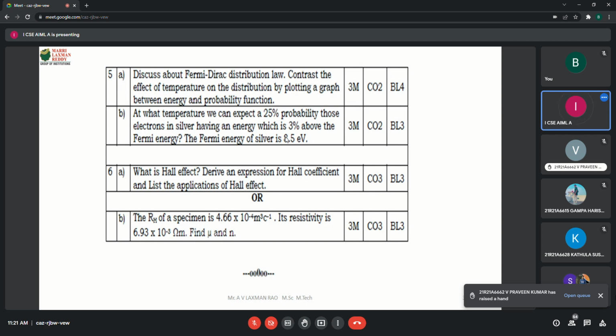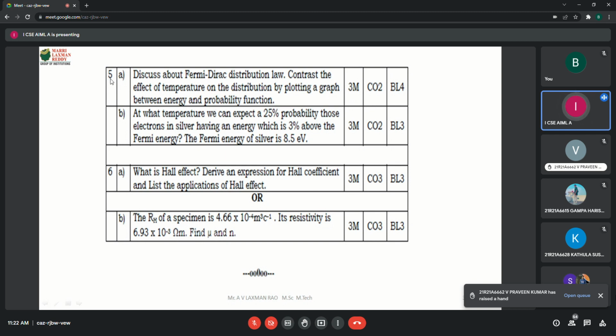This problem also we have already solved, but whenever you are solving it, be careful about the units here. 8.5 electron volt is given. So what to do? You need to convert it into joules. Otherwise, the answer you get may vary, because the units have to be considered here.